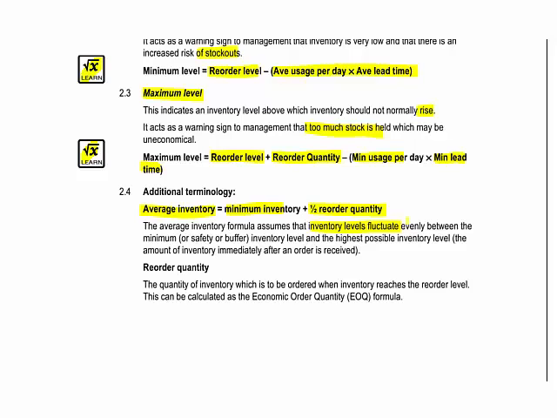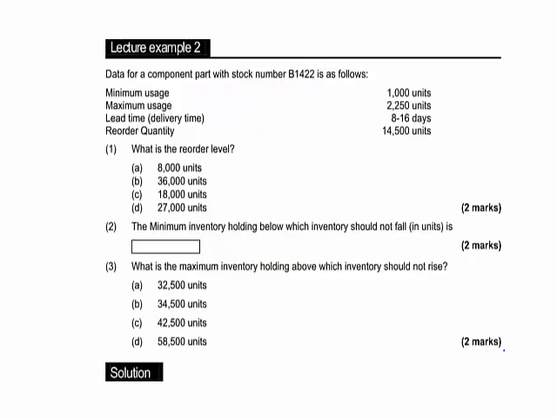One of the ways we can calculate the reorder quantity, i.e. how many to order once we get to that reorder level, is to use the economic order quantity formula. In example 2, we're going to work through some data for a component, working out the reorder level, the minimum inventory holding and the maximum holding.